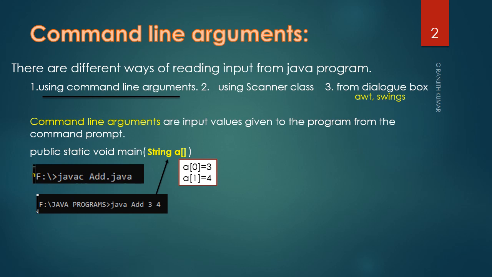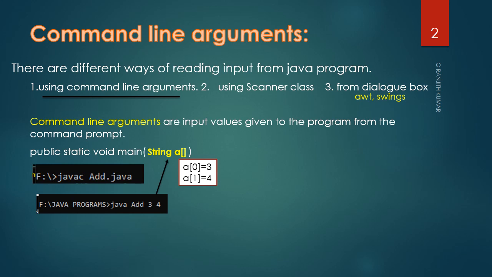But a of 0 and a of 1 will not be directly used in the program as integers, because, as I told you in the previous lecture, whatever input values we pass to the Java program, those will be treated as Java String objects by default. So when the input is given to the Java program, these 3 and 4 are considered string objects only, but not integers.